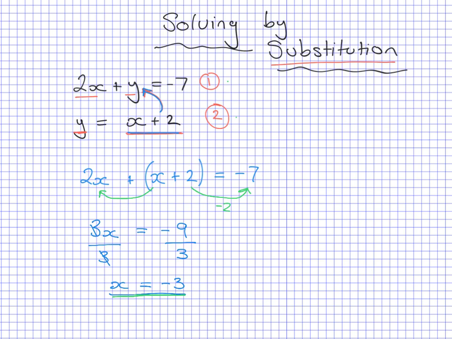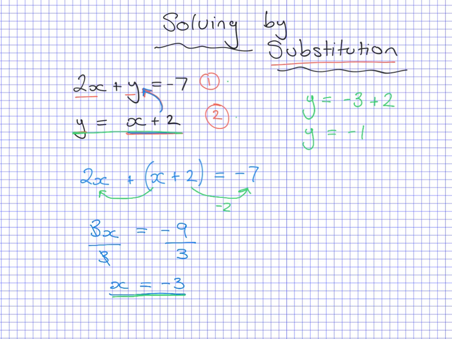Now, quick examination will reveal that this second equation here, which is already in the form y equals, would be the easiest one to substitute it back into. So I'll just say y equals minus 3 plus 2. Simplify the right-hand side, and you can see that y equals minus 1, which was pretty straightforward.